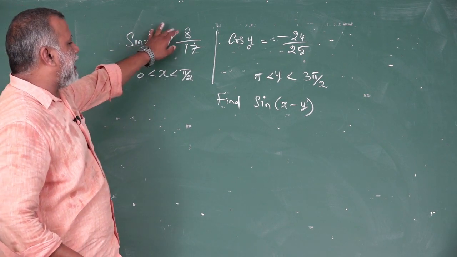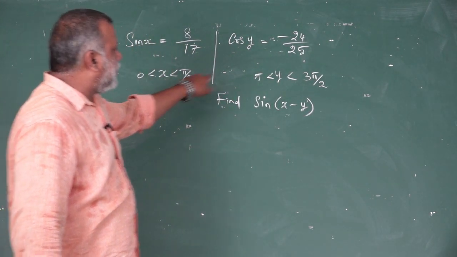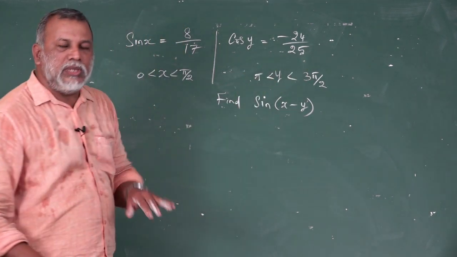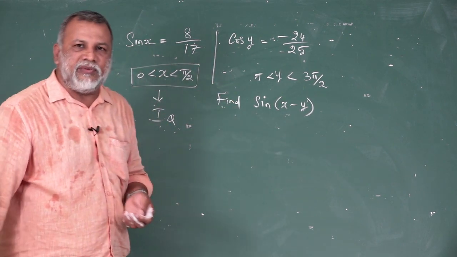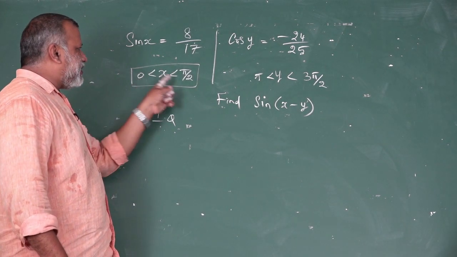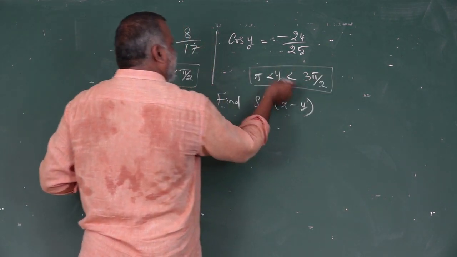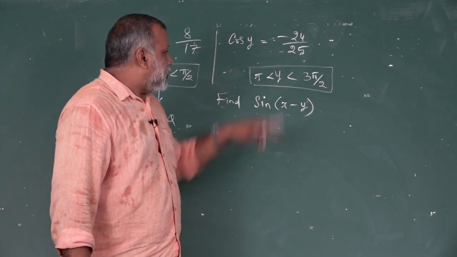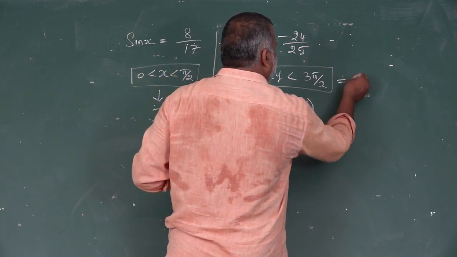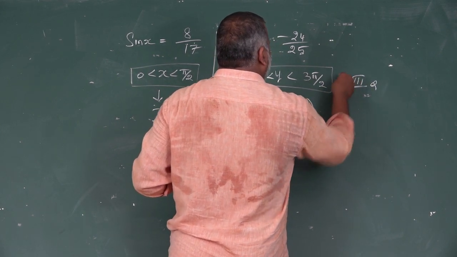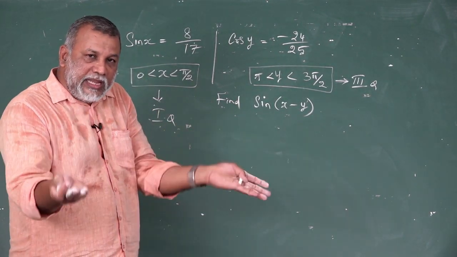Listen once again. Sin x equals 8 by 17, cos y equals minus 24 by 25, x greater than 0 and less than pi by 2, y greater than pi and less than 3 pi by 2. Now you have to decide: x lies in the first quadrant, because it is greater than 0 and less than pi by 2. For y, greater than pi means greater than 180, less than 3 pi by 2 means 270. Therefore y lies in the third quadrant. So y lies in the third quadrant and x lies in the first quadrant. Here the two angles are located in different quadrants.